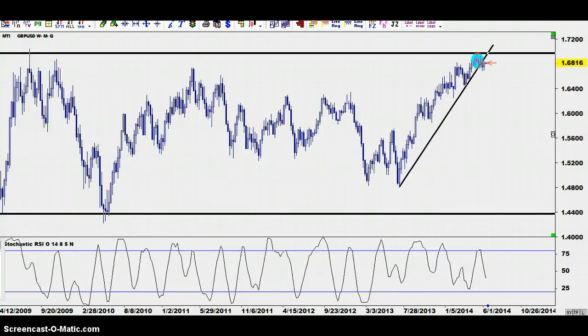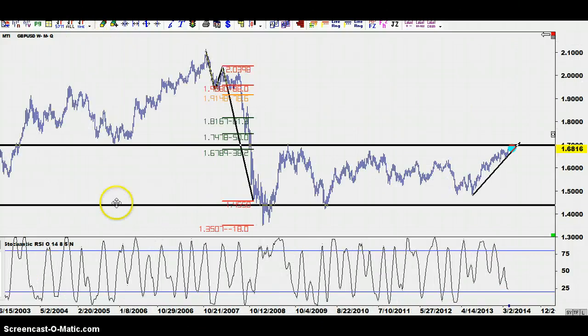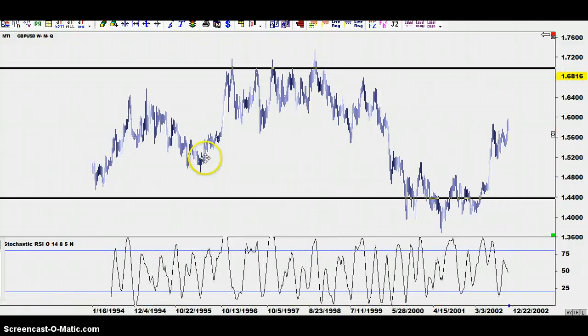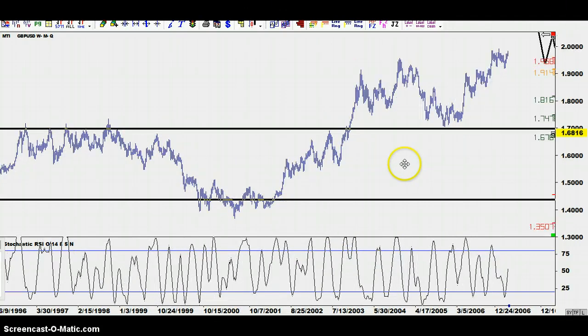Let's just zoom in on this consolidation. If you look throughout the history of this pair, around this consolidation area, this top right here, there's a lot of activity. So the market seems to interact with this area quite a lot.